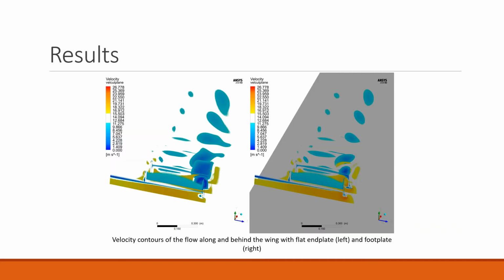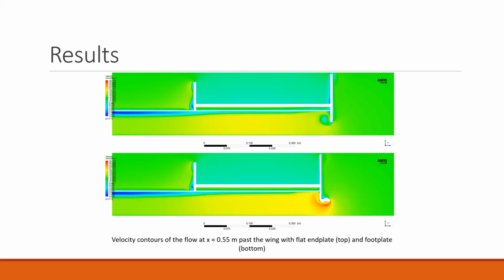The velocity cut planes show a much smaller vortex is generated by the footplate compared to the flat end plate. At the trailing edge of the main element, a strong developed vortex is present on the underside of the wing without a footplate. While there is still rotation on the wing with the footplate, there is no focused vortex.